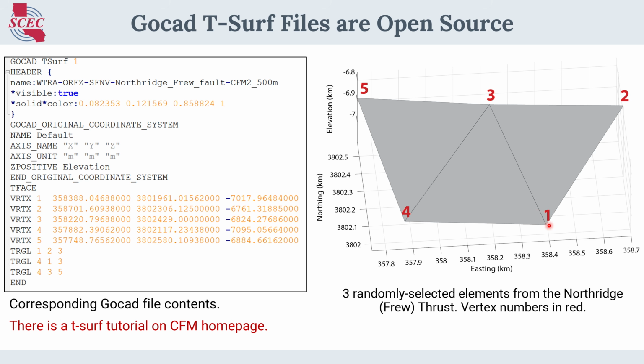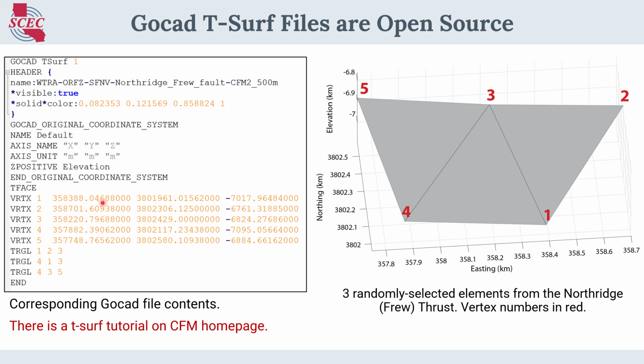So to define any fault in 3D space, you just have to define the triangles and how they're connected. Each triangle has 3 vertices or points, and then you have to say how they're connected, and then you have a triangle. So this is a text editor showing that there's a header, like with the fault name, the color of the fault, all that stuff, the coordinate system.